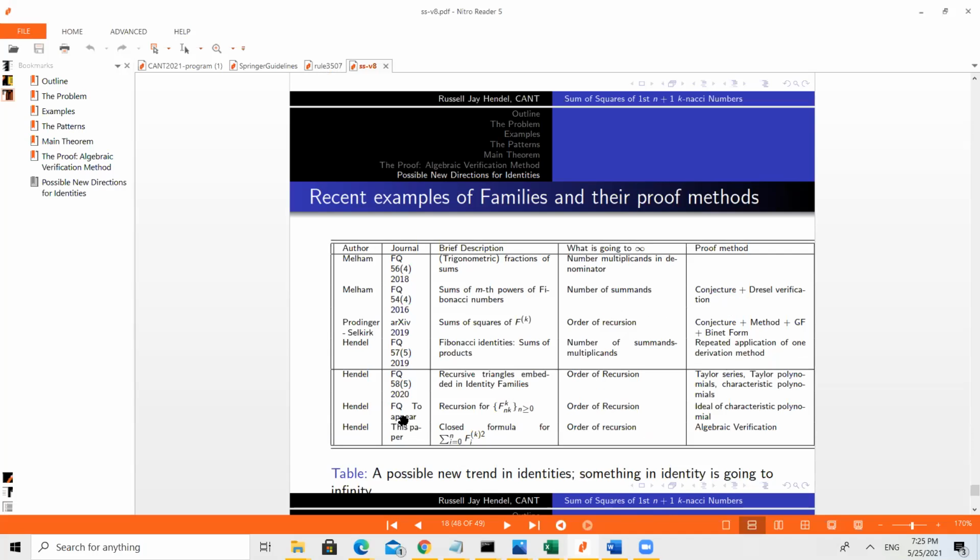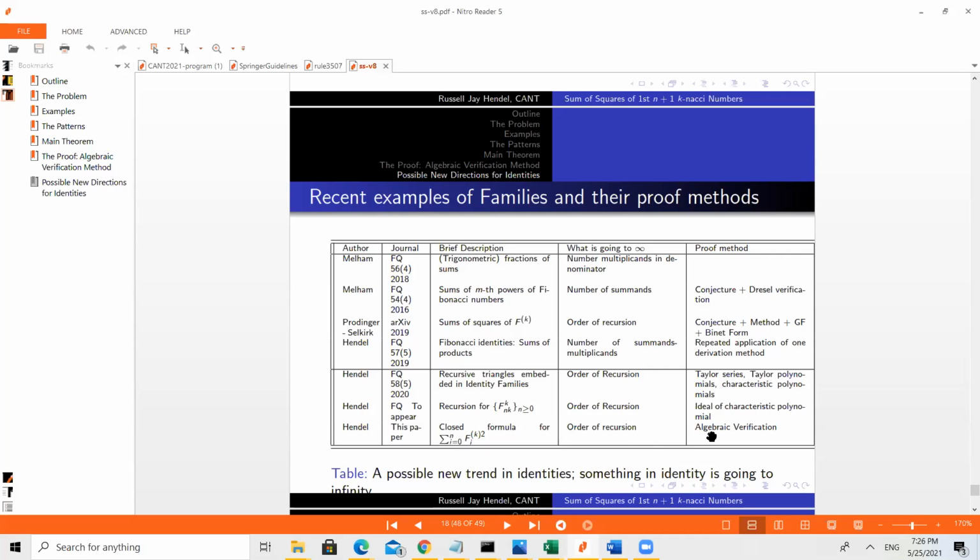This is an article that just was accepted in the Fibonacci Quarterly. I was looking at a recursion for this sequence, and here the indices, so these are the k-nacci numbers, but I'm not looking at 1, 2, 3, I'm looking at every kth number. So for the Fibonacci numbers, it'd be F0, F2, F4, F6, and that has a totally different recursion than the Fibonacci numbers itself. And the way I did this is I looked at the ideal of the characteristic polynomial, and I played some games with division and some concrete multiplication, but the point is no one's doing these things. By doing it that way, I could prove it uniformly for all k. And again, this is a method for proving things for a family of identities where the order of the recursion is going to infinity.